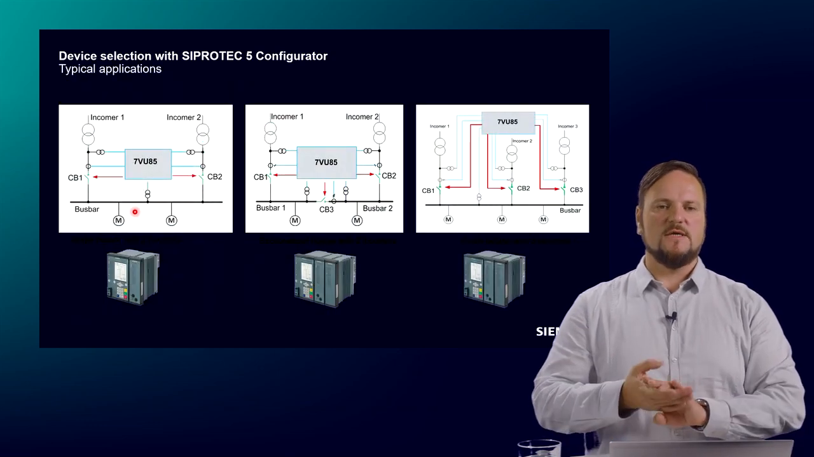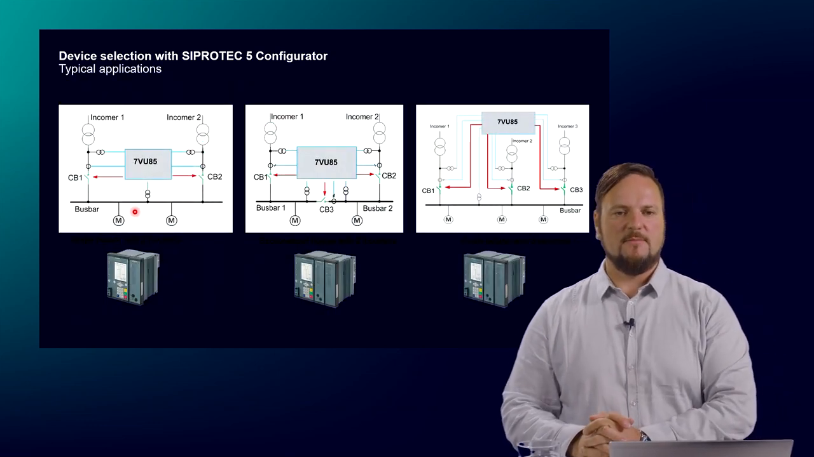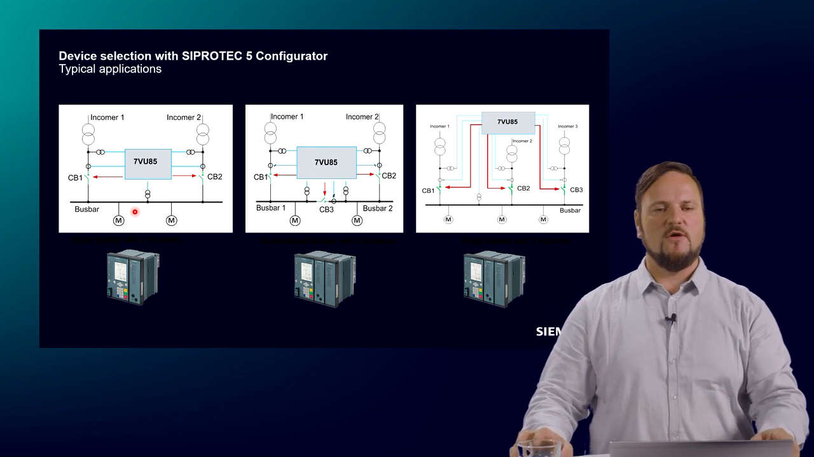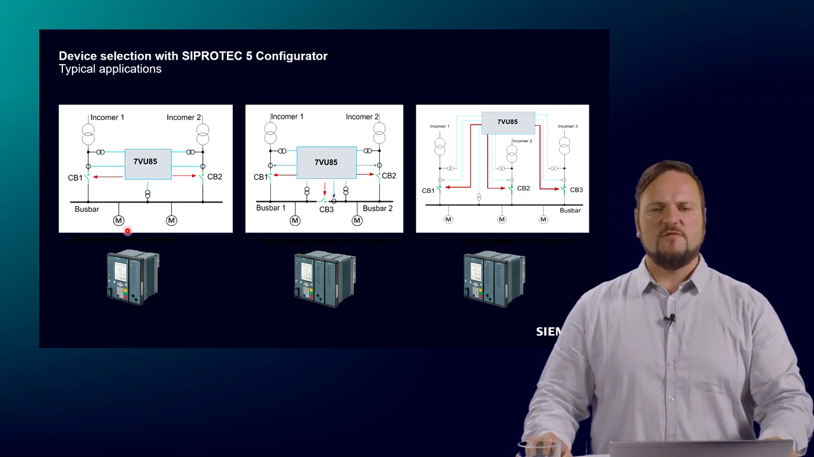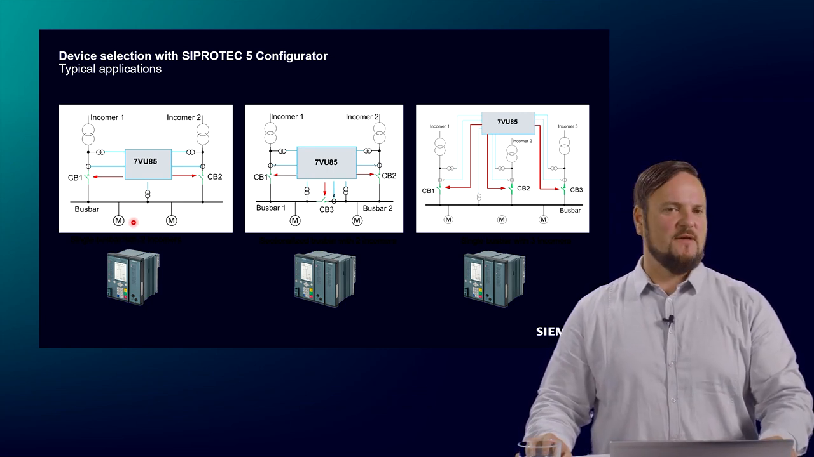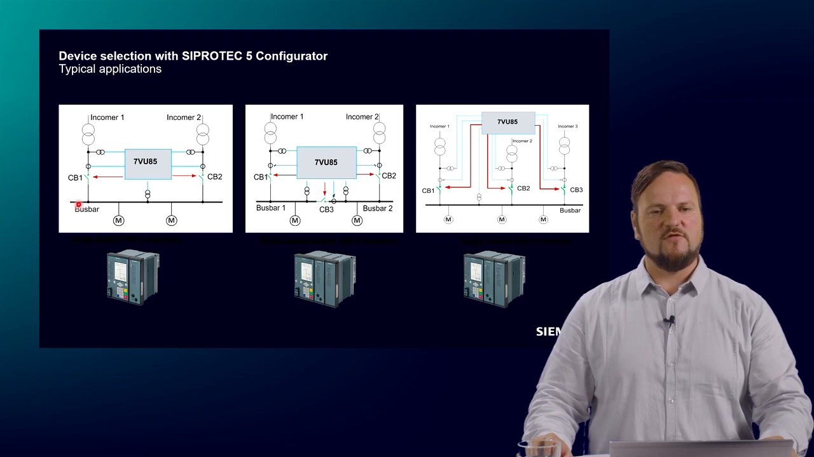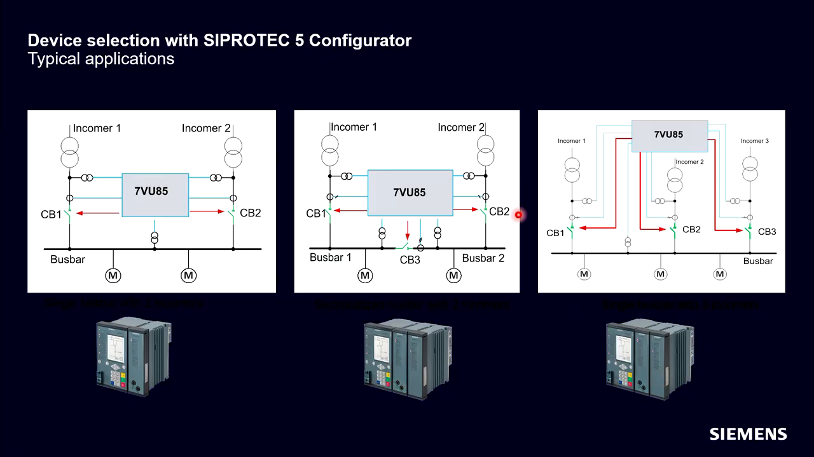If we have a look at the typical applications, you will see there's not so much variance in the typical applications. We have here the single bus bar with 2 incomers. We have a single bus bar with an intersection CB and 2 incomers, or a single bus bar with 3 different incomers. And you also see the hardware needs to be bigger for such a more complex application.